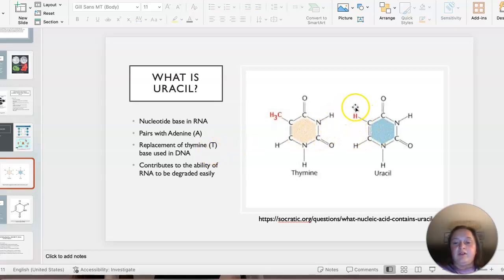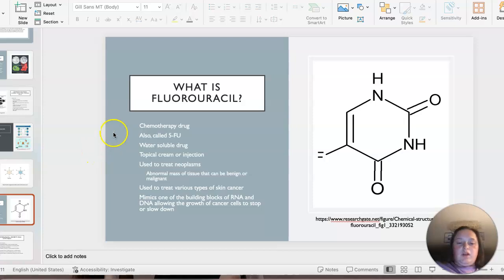Notice that this only has a single hydrogen, and this is carbon with 3 hydrogens. This nucleotide contributes to the ability of RNA to be degraded easily, which we will talk about why that's important in a few slides here. Now let's talk about the drug that most affects uracil whenever a cancer is involved.